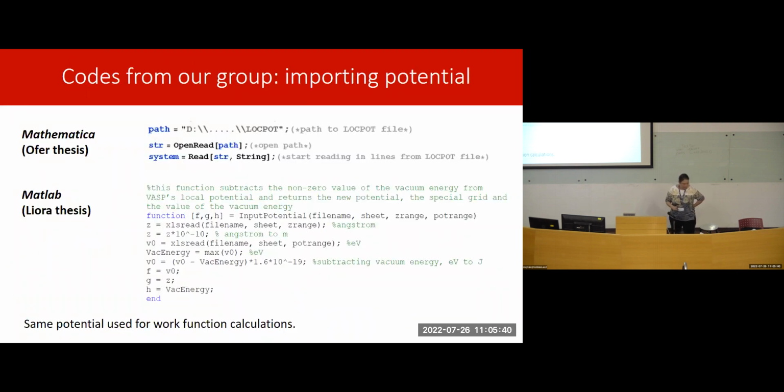And finally, I'd like to mention what the code is actually doing. So we have several codes in our group, as I said, that were used along the way. We have Mathematica by Ofer, and MATLAB was used by Liora. And the first thing the code does is to import the output that we got from DFT, the logpot, which is the file with the potential energy of the material. And when you look at the code, it's just to read it. It's just reading the logpot file.